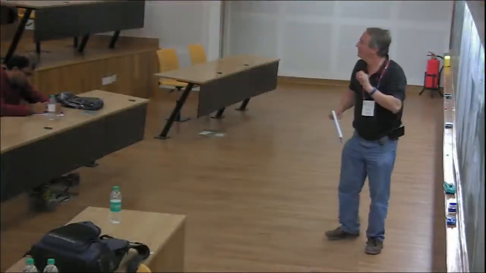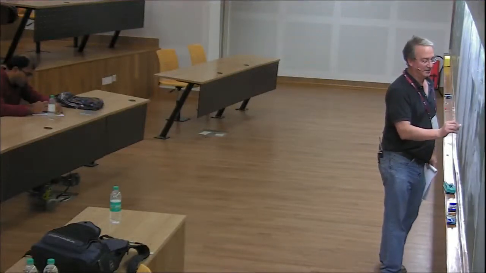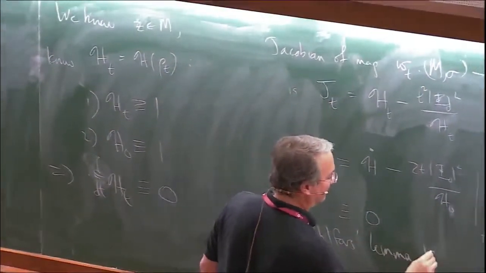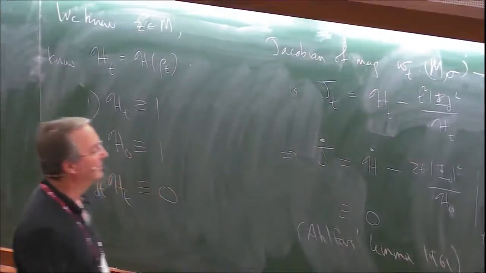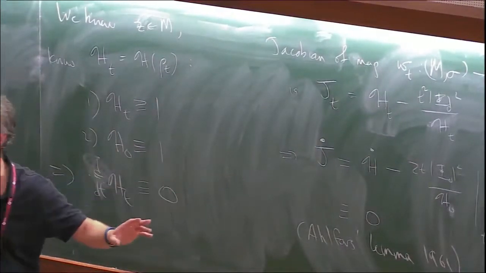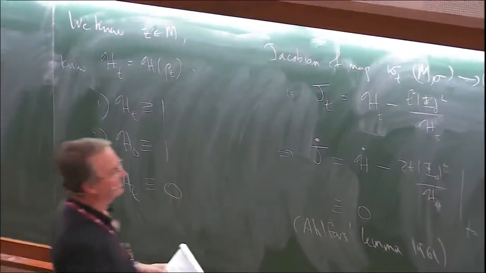Historically this was really cool. This is a very fast proof of what's called Ahlfors' lemma, which is from 1961. And it was sort of crucial in a number of applications. So this is all at t equals 0.